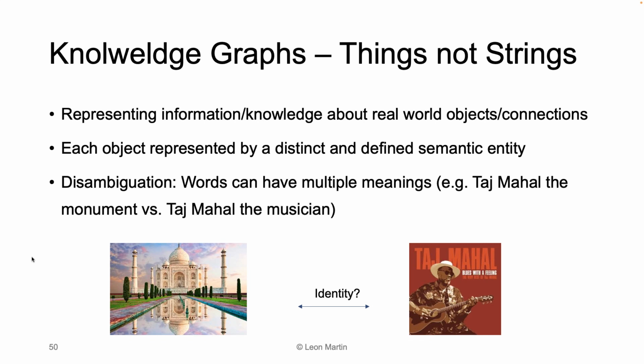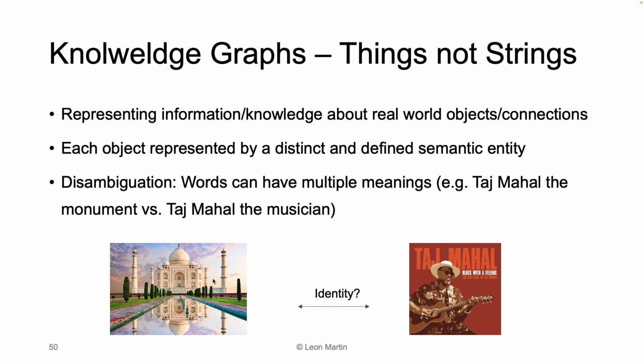So words can have multiple meanings, and this example should have been way earlier, I would say. But here again, words can have multiple meanings. So for example, here Taj Mahal could be the monument or the musician.